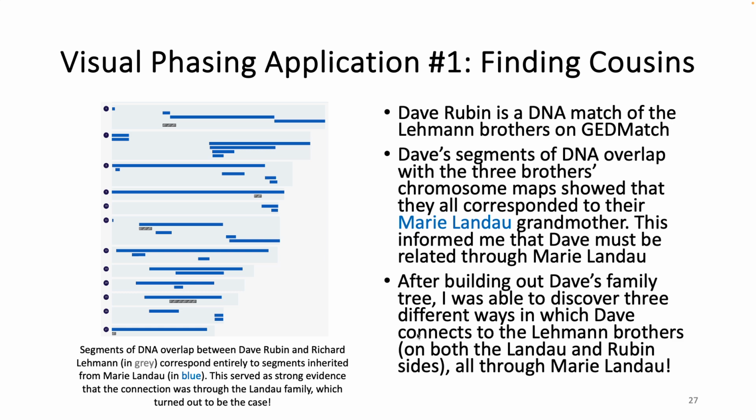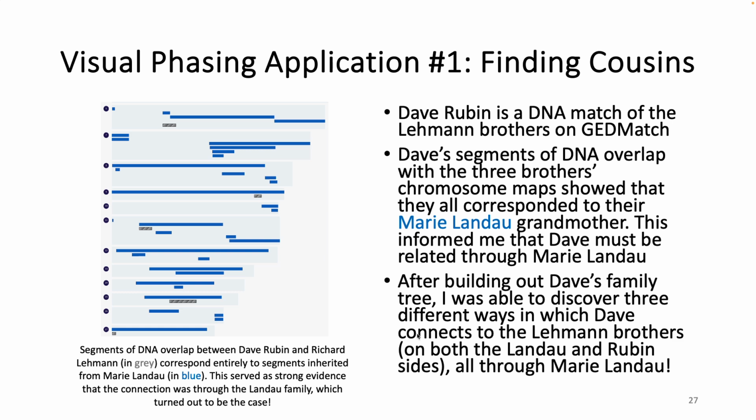Well, it's really cool to see the patterns of DNA inheritance, but it's even cooler to be able to use these built-out chromosome maps that are a result of visual phasing to find connections to unknown DNA matches. So finding cousins, that's the biggest application of visual phasing.